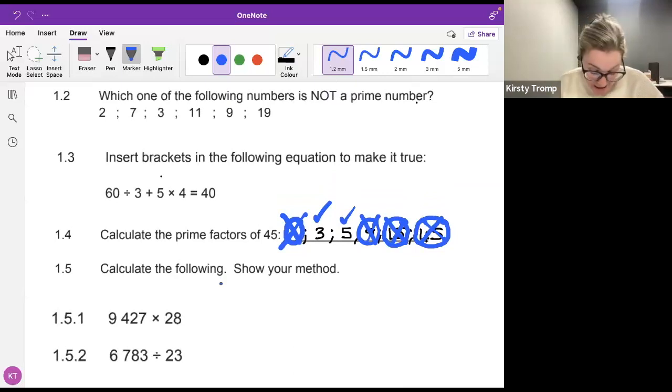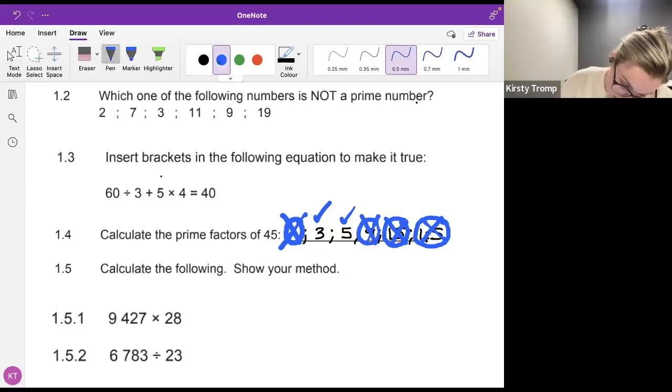They've given us 9,427 times by 28. Now, guys, I know that if your previous teacher taught you one method for multiplication, you're more than welcome to use that one. I do the column method, and that's the way I'm going to show you when I do my solution. But you're more than welcome to do another way as well. And then they've also given you a division sum. So I'm going to start by doing the multiplication sum here.